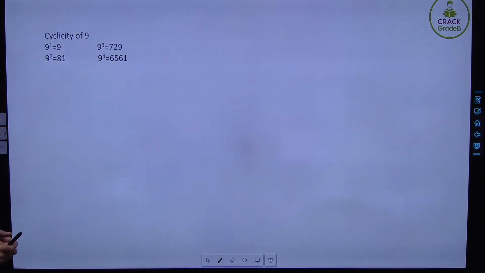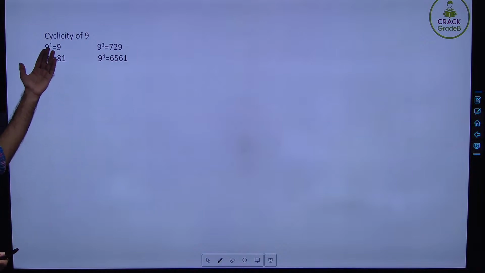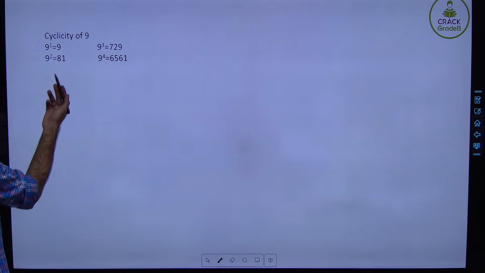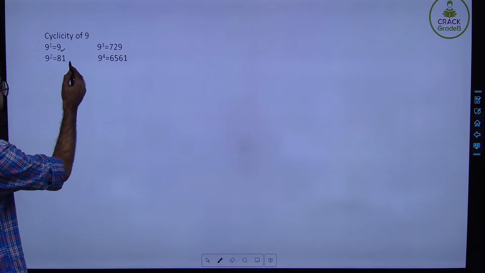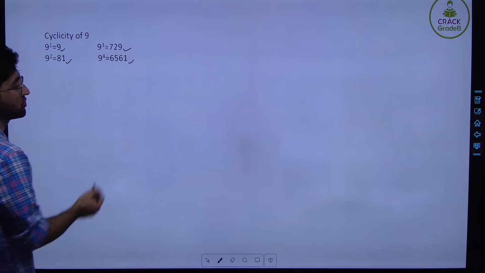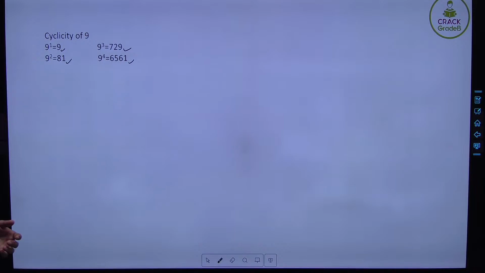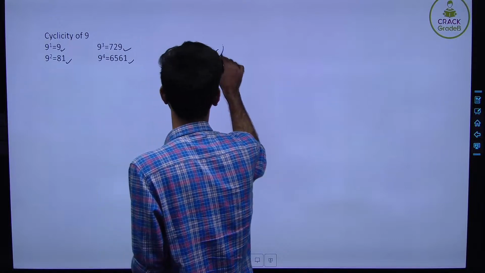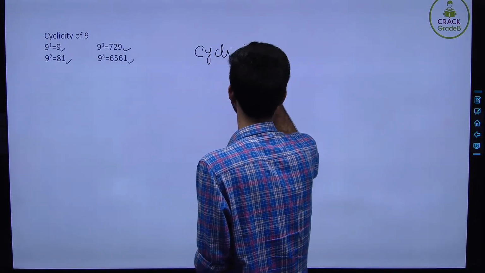Now we will learn about the cyclicity of 9, right? So again, if you look at 9 to the power 1 is 9. 9 square is 81. See, 9, 1, 9, 1. So what is the cyclicity of 9? 2, right? Simple. The cyclicity of 9 is 2.